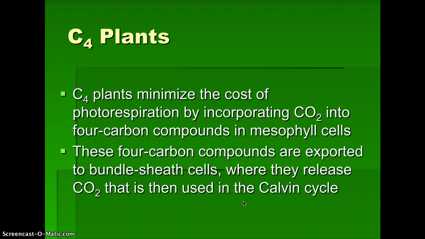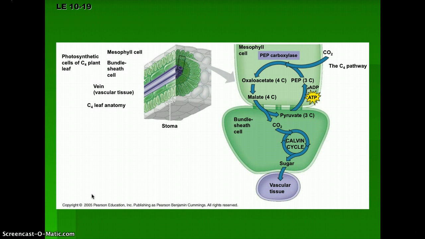So C4 plants, how do they do this? In C4 plants, they minimize the cost of photorespiration by incorporating carbon dioxide into a 4-carbon compound in mesophyll cells. Then these 4-carbon compounds are exported to the bundle sheath cells where they release carbon dioxide that is then used in the Calvin cycle. Now, this is a spatial separation of what's going on here. If you look, here you can see the mesophyll cells. Down here you can see bundle sheath cells.